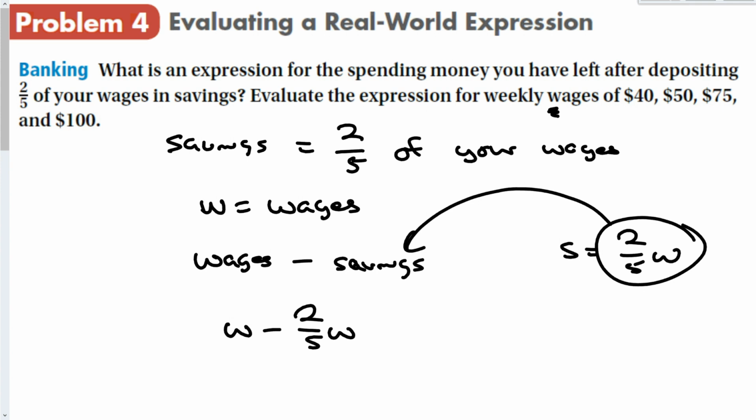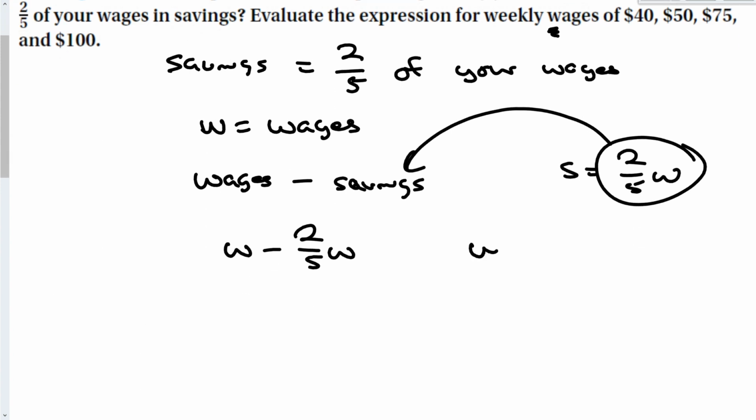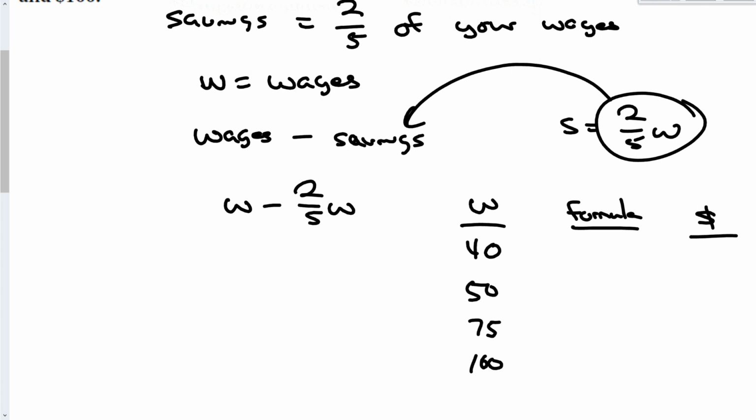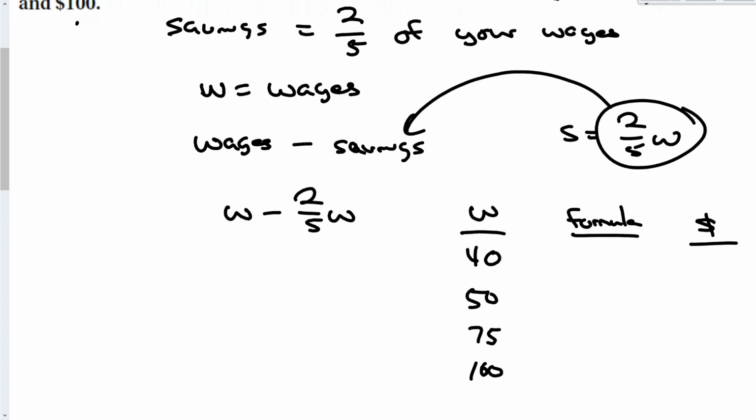Now that we know what the algebraic expression is, let's make a little table. So we have my wages, my formula, and then my saving money. In the first one, from the question, we want my wages to be 40, then 50, then 75, and then 100. All that was in the problem. So my formula is going to be 40 minus 2/5 times 40.